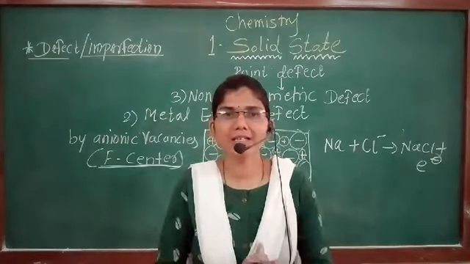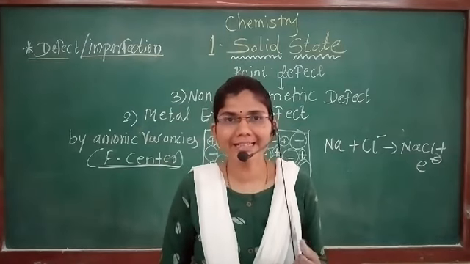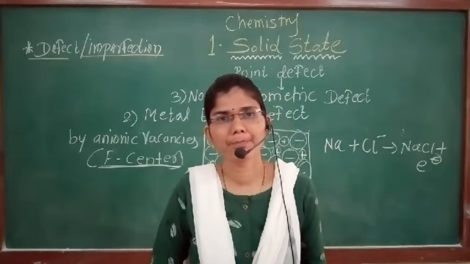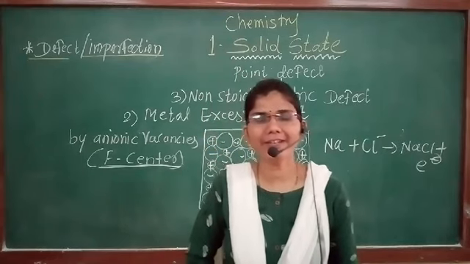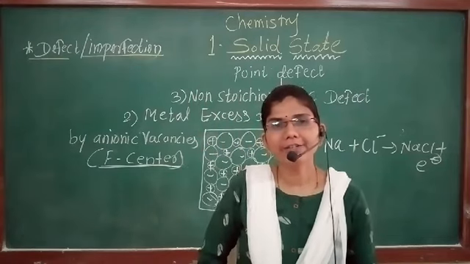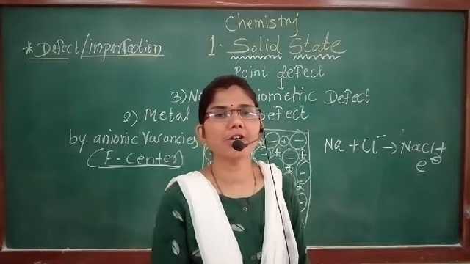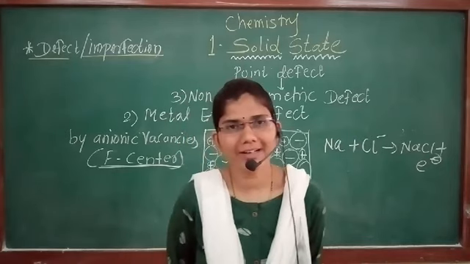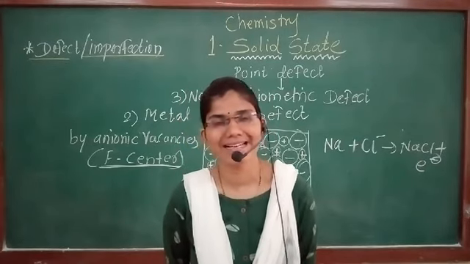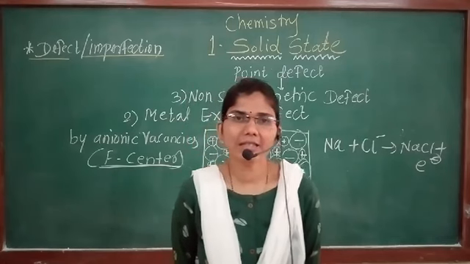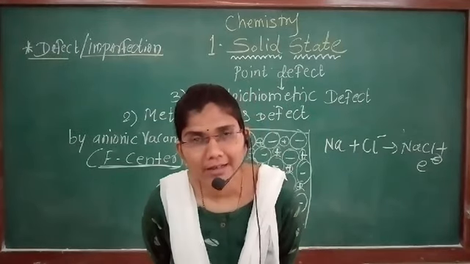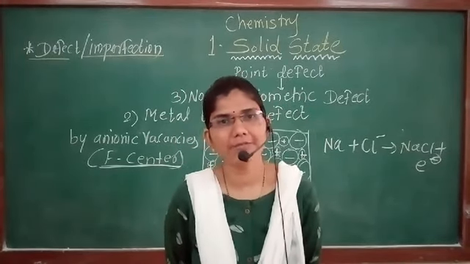In today's lecture, the second type of defect is the impurity defect. It is again classified into two types: interstitial impurity defect and substitutional impurity defect. The third type of defect is the non-stoichiometric defect, which is further classified into two types: metal deficient defect and metal excess defect. So all these are the classification of the defects, and we have completed these subpoints.